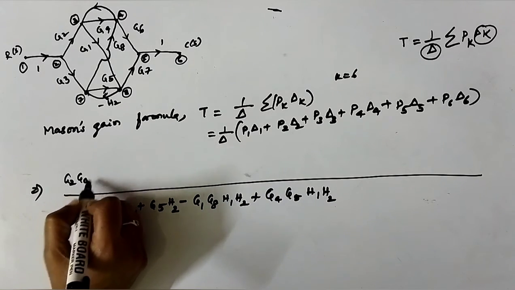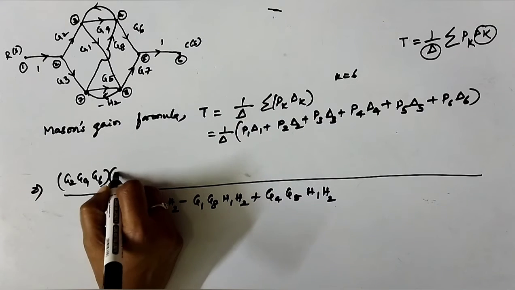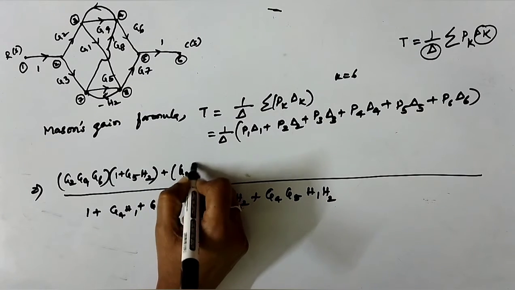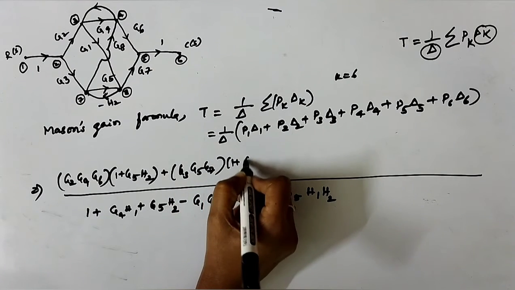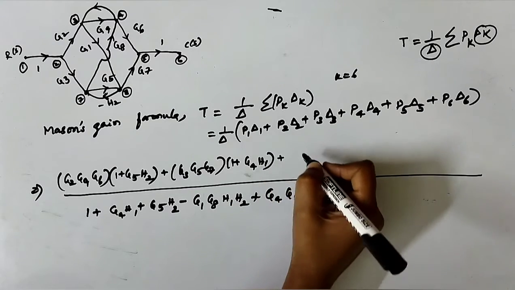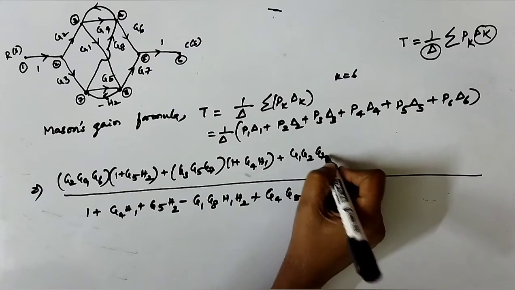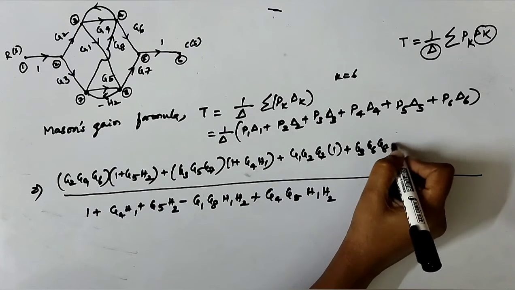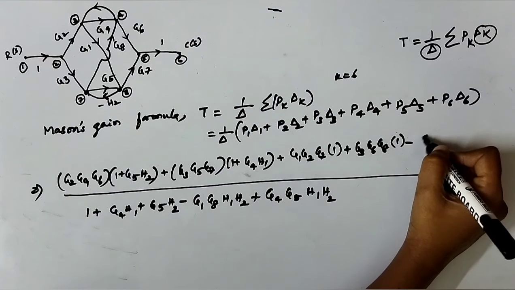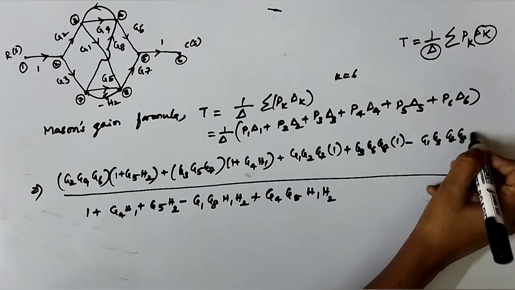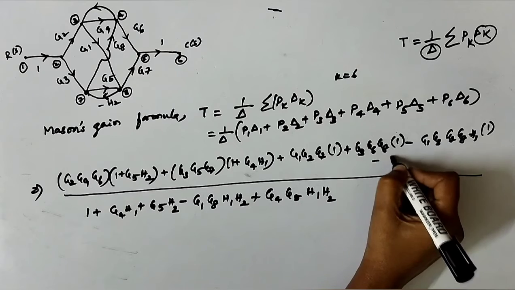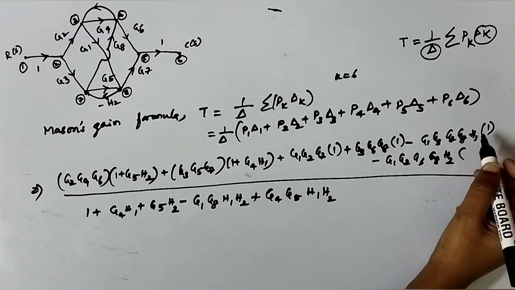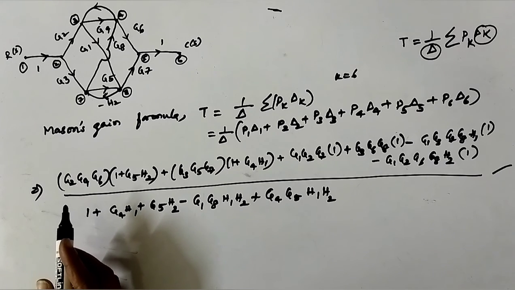P1 is G2 G4 G6 into delta 1, which is 1 plus G5 H2, plus P2, which is G3 G5 G7 into 1 plus G4 H1, plus G1 G2 G7. Delta 3 is anyhow 1. Then P4 is G3 G6 G8 into delta 4, which is 1, minus G1 G3 G7 G8 H1. P6 would be minus G1 G2 G6 G8 H2 into delta 6, which is nothing but 1. This is the overall gain for the particular chosen system.